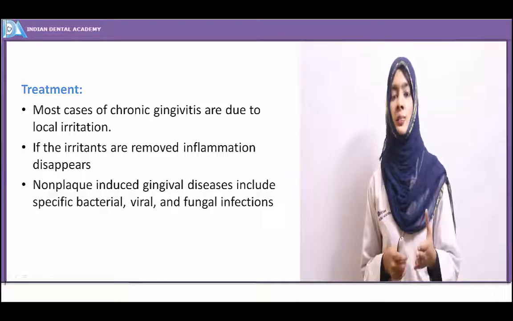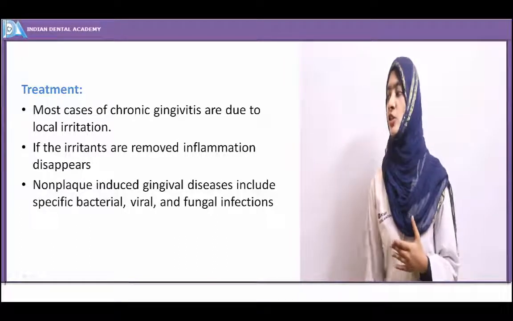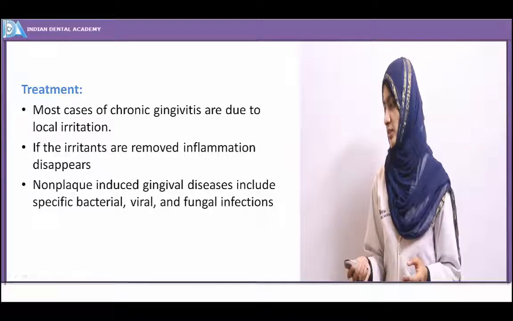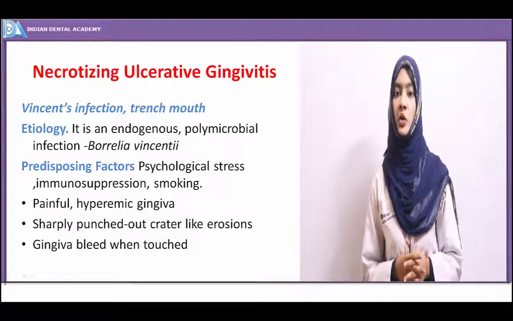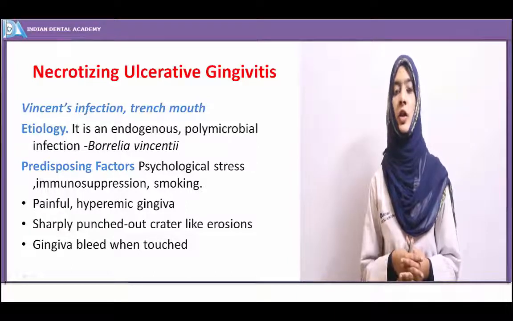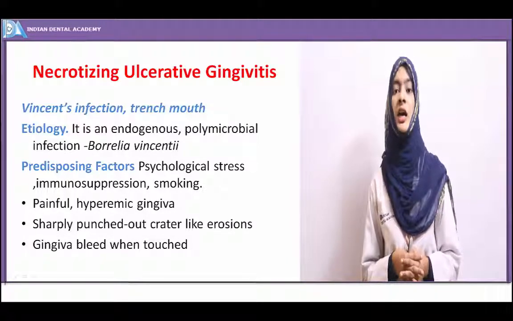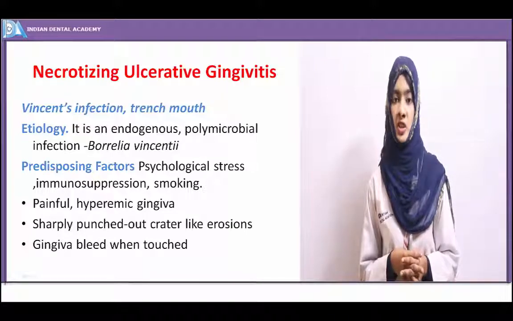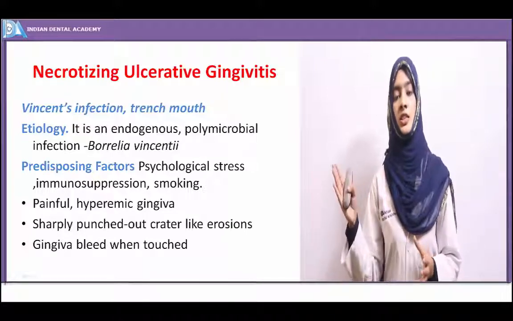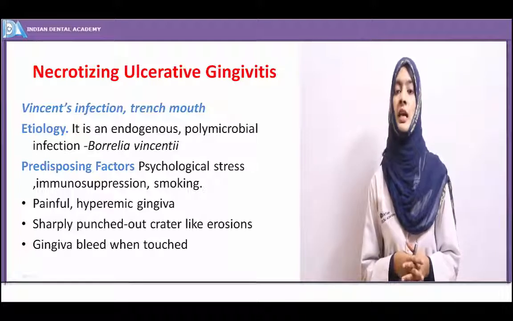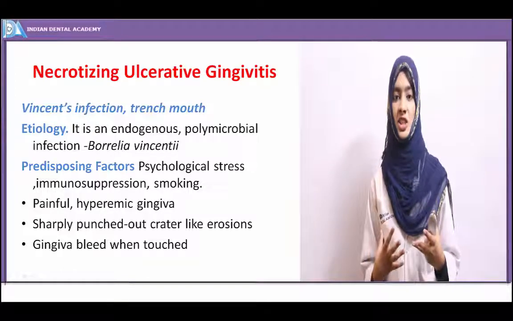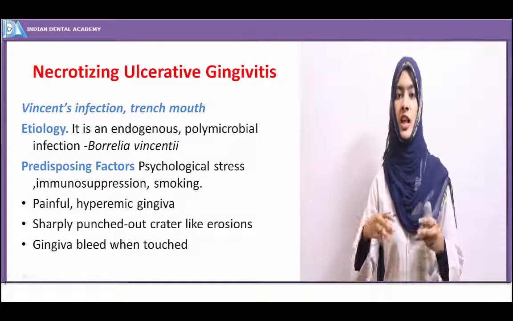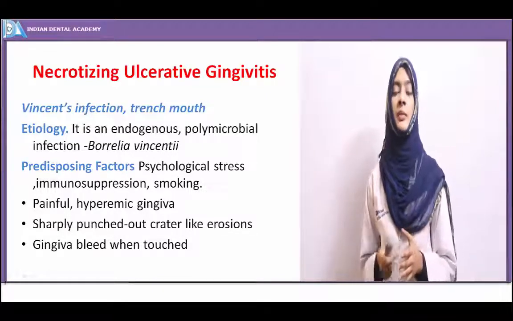As I told, non-plaque induced gingival diseases are a manifestation of bacterial, viral or fungal infections. And the acute form of gingivitis, most commonly a specific acute form, is the necrotizing ulcerative gingivitis, ANUG, also known as Vincent's infection or trench mouth. Initially this disease was detected as an epidemic in the soldiers during World War II. All the soldiers used to be in close contact with each other, so that led to rapid spread of infection and it became an epidemic, hence the name trench mouth.